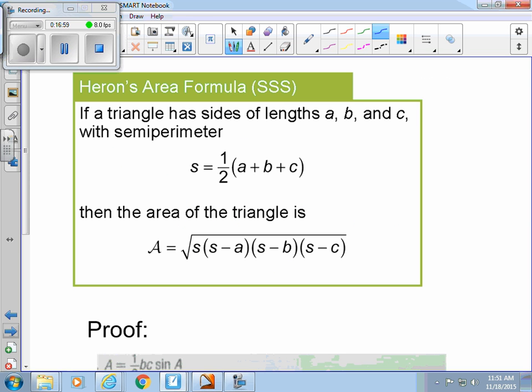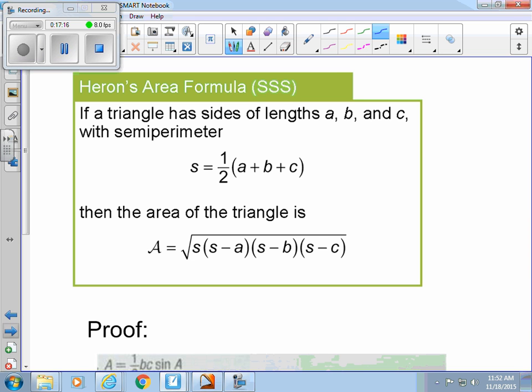Okay, there's one more formula for area. This one is not as common, I don't think, but you have to know it for this test. I've never seen this one on an ACT problem, where I have seen the other one. Again, only once, but I've seen it once.